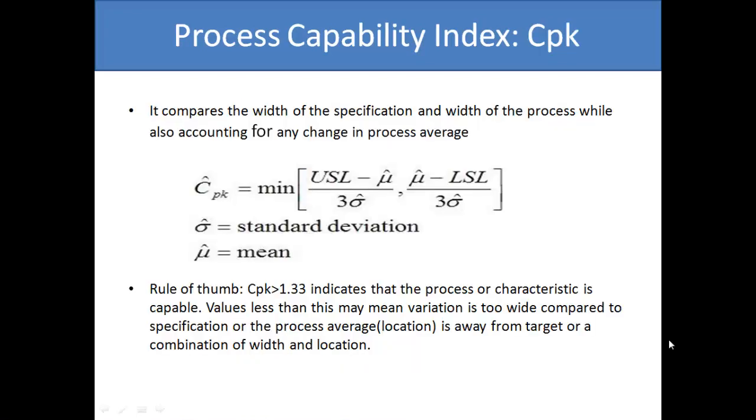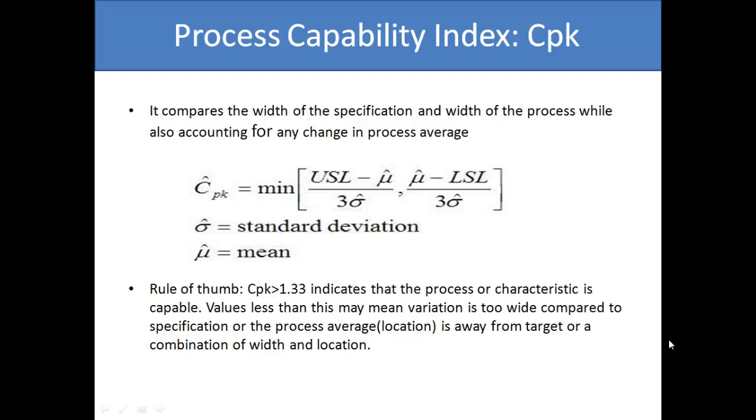Now we'll see what CPK is. It compares the width of the specification and width of the process while also accounting for any change in process average. The formula for CPK is the minimum value of (upper specification limit minus mean) divided by 3 times standard deviation, comma, (mean minus lower specification limit) divided by 3 times standard deviation. So it is the minimum of these two values.